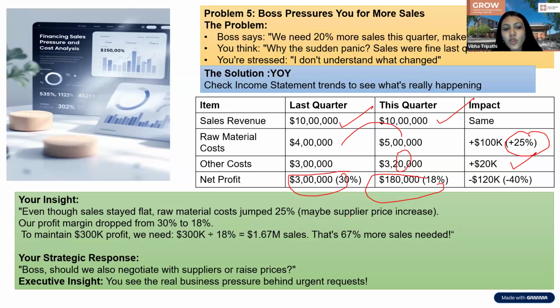So what you have to strategically do here? You will have to negotiate with your suppliers because your prices are rising really, really high. And only when you negotiate with the suppliers, your cost can come down somewhere.